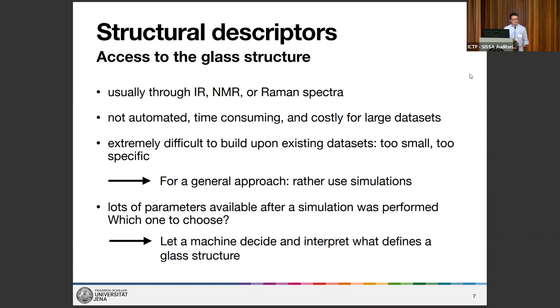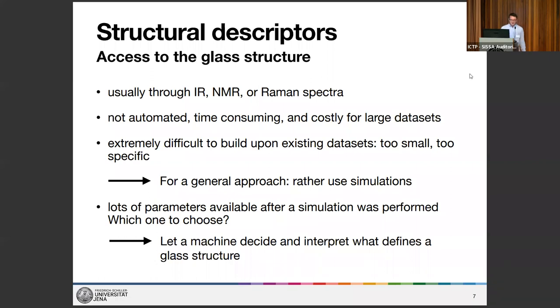So we need simulations once again. And building upon existing information is also quite difficult, because usually people are interested in some very specific systems, some very specific properties, and you can't really build a very dense input space out of that, obviously.